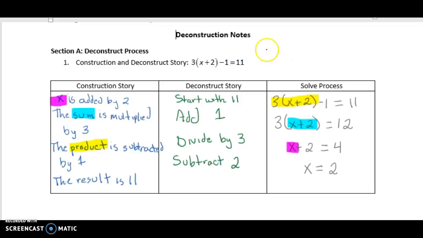So we're going to take 3 times 2 plus 2, minus 1, and we want to determine if that is equivalent to 11. So we have 3 times 4 minus 1 equals 11. And 12 minus 1, sure enough, is 11, so that checks. And you notice here the same thing is happening. We have these values, 3 times 4. We know that that product was 12. We know that the sum was 4. And we know that the entire equation is 11.